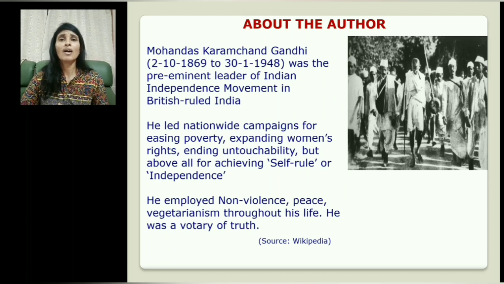Gandhiji was the preeminent leader of the Indian independence movement in British-ruled India, and he led nationwide campaigns for easing poverty, expanding women's rights, ending untouchability, but above all for achieving self-rule and independence. In getting independence for India, his role is very prominent. He employed non-violence, peace, and vegetarianism throughout his life. He was a great example, and he was called a votary of truth.